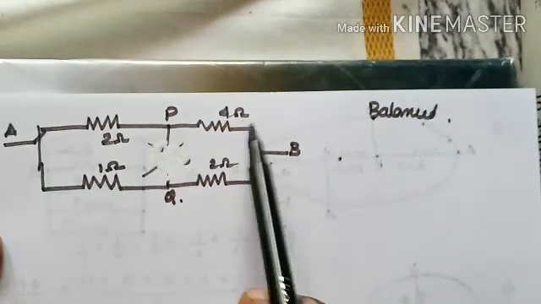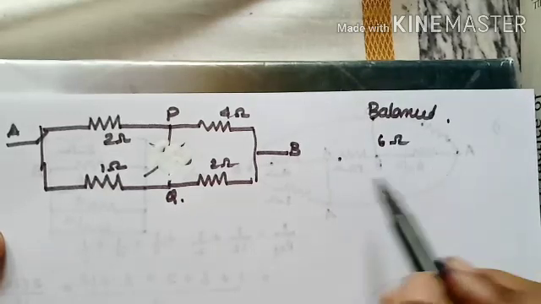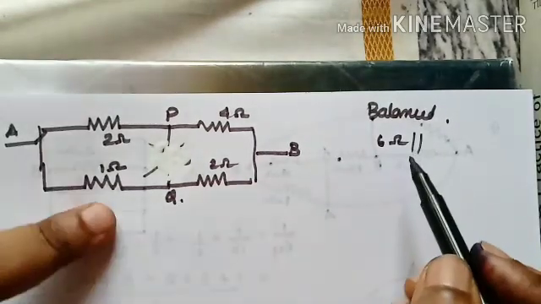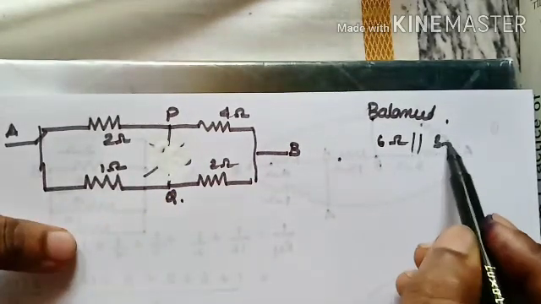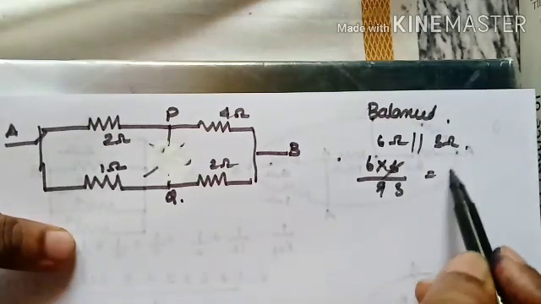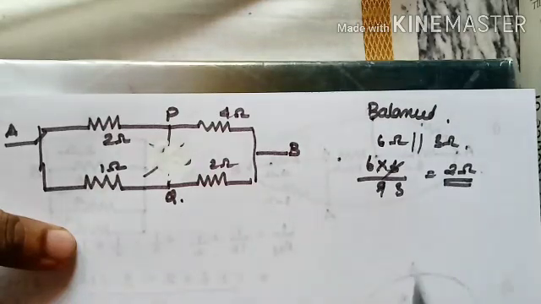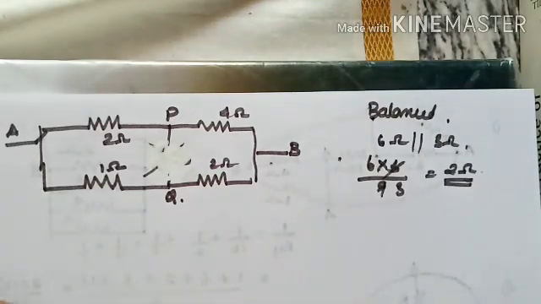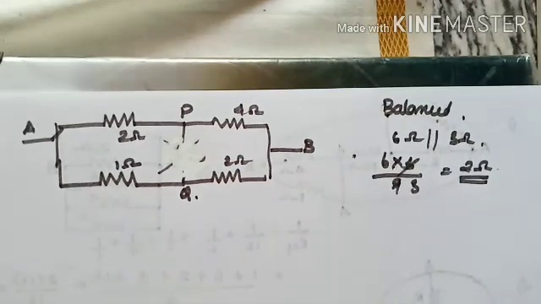2 and 4 ohm are in series, so this will be 6 ohm, in parallel with 1 plus 2, that is 3 ohm. So 6 into 3 divided by 6 plus 3, which is 9, gives 2. The equivalent resistance is 2 ohm. It's a very easy circuit. This much is clear, I believe.